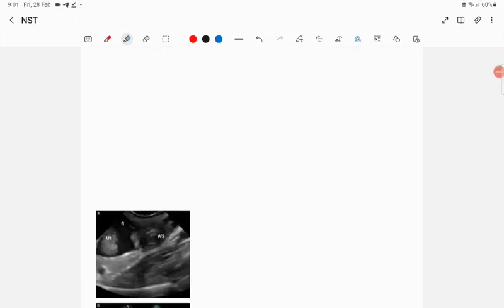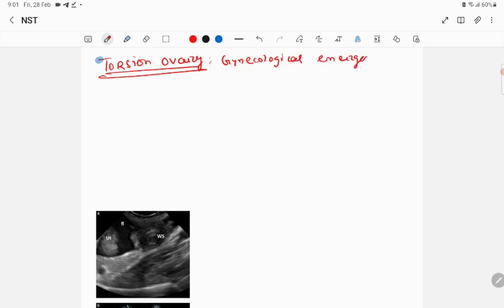Good evening, all. We'll today discuss torsion of the ovary. What is that? This is a very important statement. This is a gynecological emergency: torsion of the ovary.